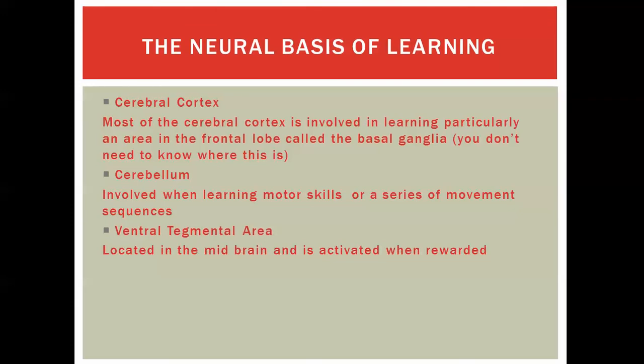The cerebellum, which is our little hind brain, is definitely involved when we're learning motor skills or movement sequences. And another area which you haven't heard about before, the ventral tegmental area, which is in our midbrain, is activated when we are rewarded. And we tend to remember the feeling of being rewarded. And we'll talk about that a little bit later in regards to operant conditioning.